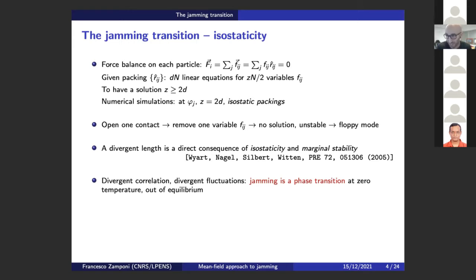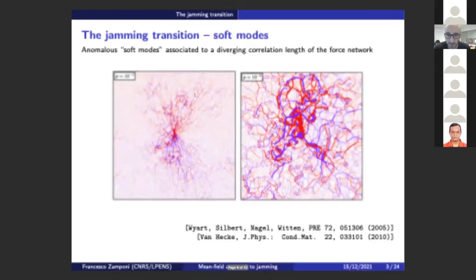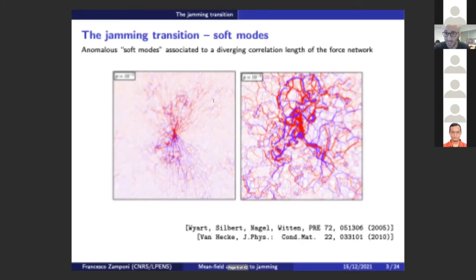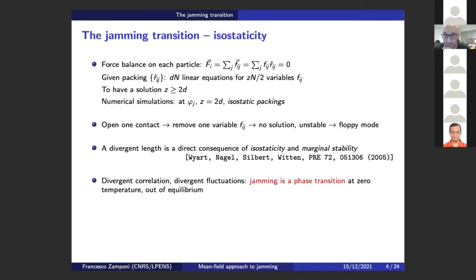Okay, so the force is in the direction of the vector that connects the centers. So suppose that I give you the packing. So I give you a packing like this, and I ask you, what are the forces in this packing? Is it possible to construct? So you are given the positions. Okay, so you have these vectors, and now you have to find scalars.